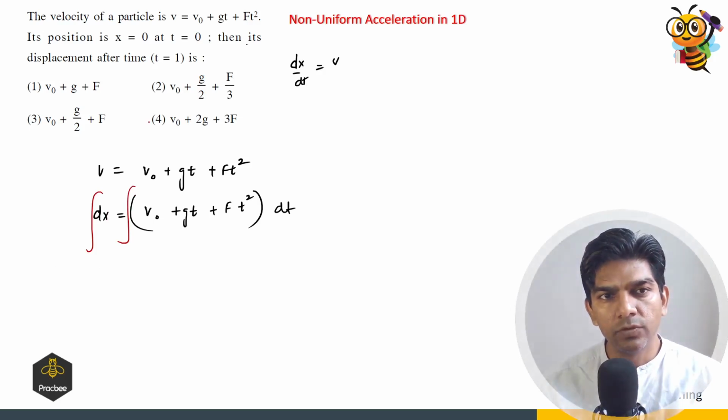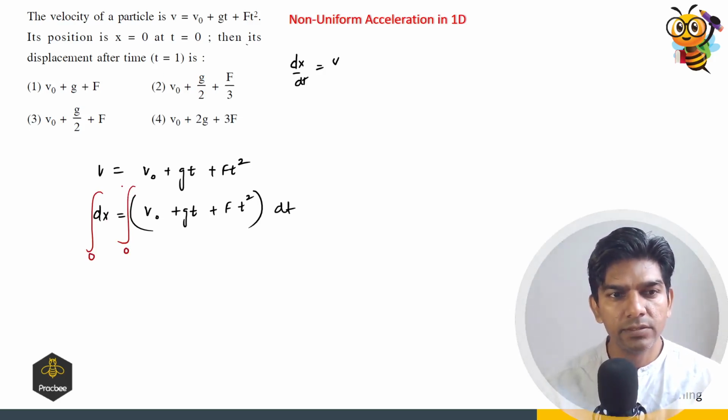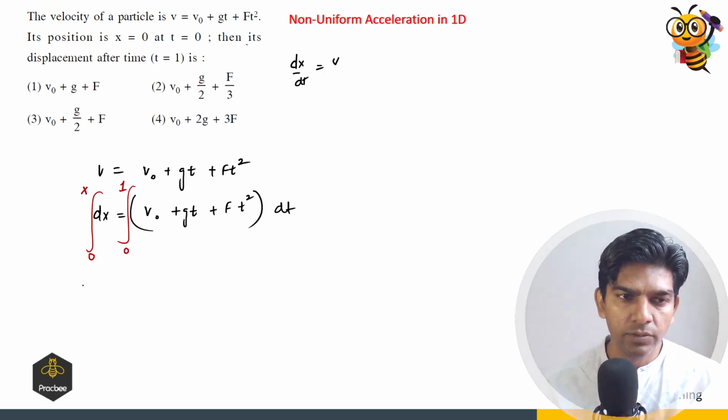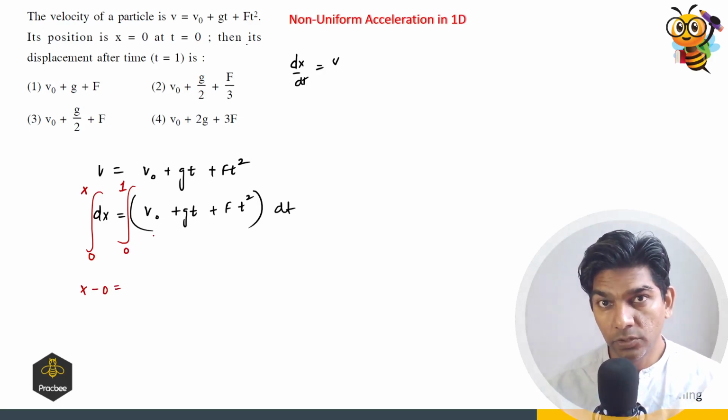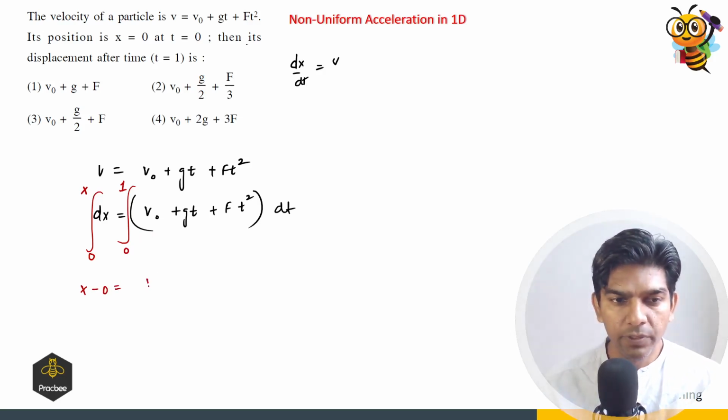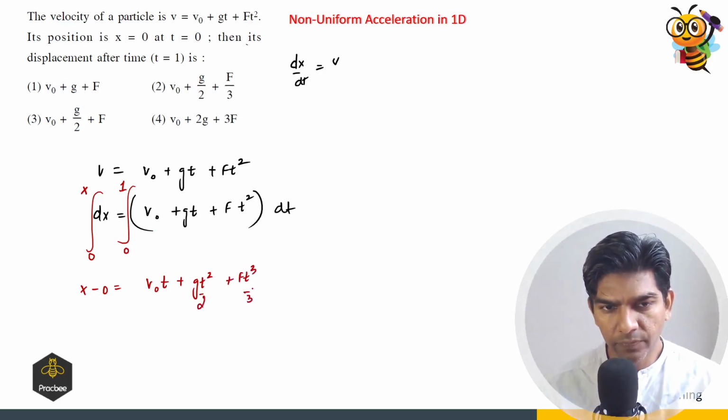And x is variable. So when t is 0, x is 0. And when t is 1, let us say x, the displacement, is x. So the left hand side will be x minus 0. And we know that integration is distributive over addition. So it will be v naught times t plus gt square by 2 plus ft cube by 3. And the limit will be from 0 to 1.